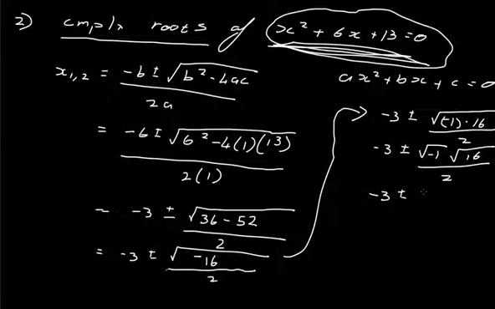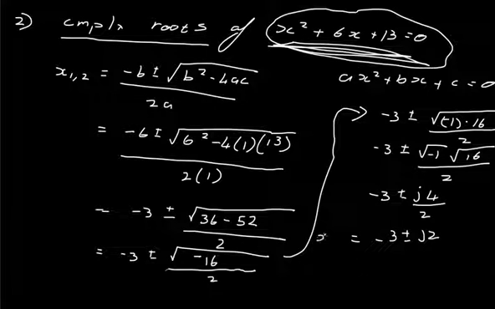Which is equal to minus 3 plus or minus, what's the square root of negative 1? It's j. The square root of 16 is 4 over 2, which is then equal to minus 3 plus or minus j4 over 2, which is j2. So we've got minus 3 plus or minus j2, and those are the roots.